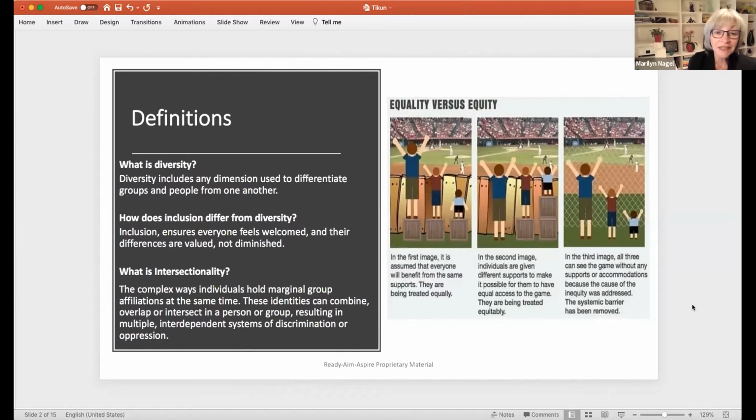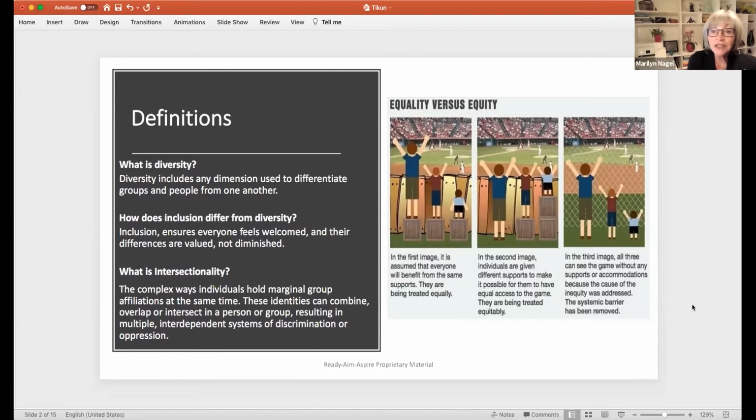So diversity is any dimension used to differentiate groups of people from one another. So if you had a group of all white males, there's still going to be diversity within that group. And we want to make sure people understand diversity isn't just about race or gender or ethnicity, etc.